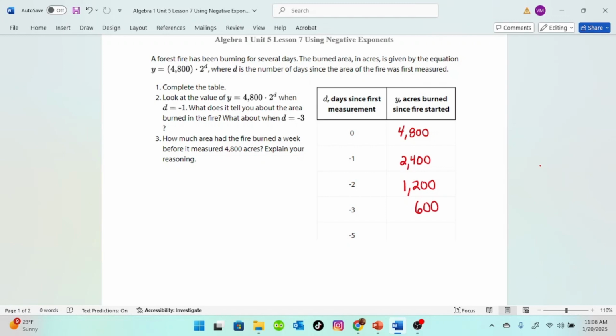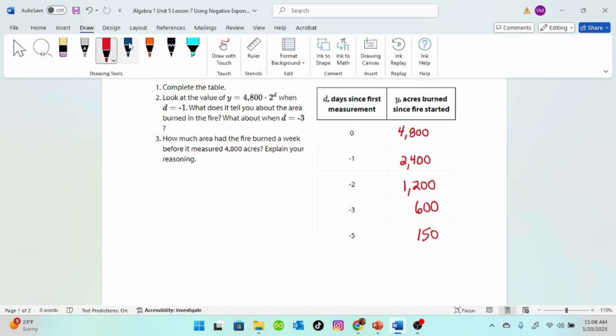And then we're going to go back to 5 days before. So I need to cut this 600 in half to 300, and then I need to cut it in half again to 150. So you can see that we're continuing to keep this growth factor going. It's doubling every day. So it doubled from 150 to 300 to 600 to 1,200 to 2,400 to the 4,800 on the day it was measured. We're just working in the opposite direction now. So that takes care of number 1, completing the table.